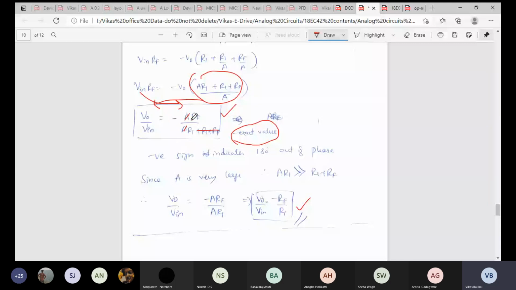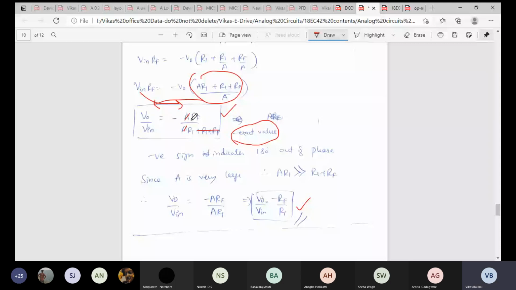Why am I insisting that you remember it? Because there are some numericals coming in the subsequent lectures, and we are going to ensure these concepts are clear: the voltage series feedback amplifier, which is nothing but your non-inverting amplifier, and the voltage shunt feedback amplifier, which is nothing but your inverting amplifier, which we have learned today.